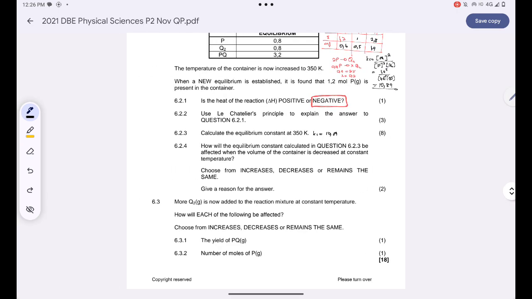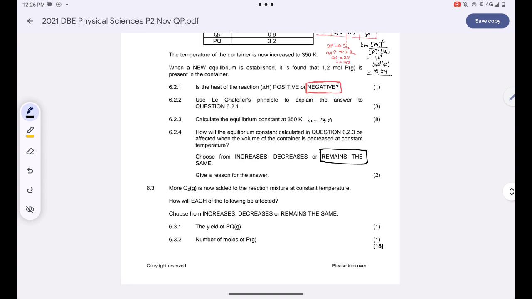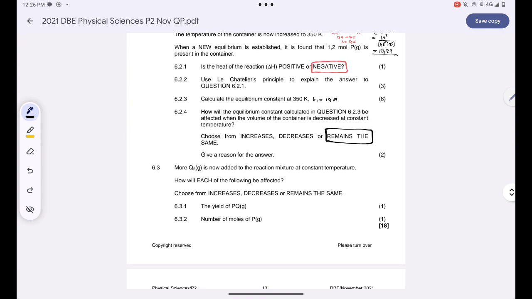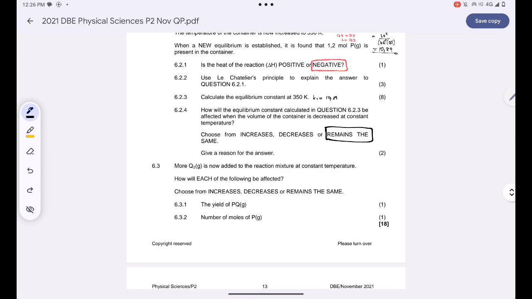Okay, now let's answer the following questions. How will the equilibrium constant calculated in 6.3.2 be affected when the volume of the container is decreased at a constant temperature? There is no change, guys. The equilibrium constant will just remain the same. The only factor that can affect the equilibrium constant is temperature alone. Are you together? So if ever we tamper with pressure, nothing changes. The equilibrium constant does not change.